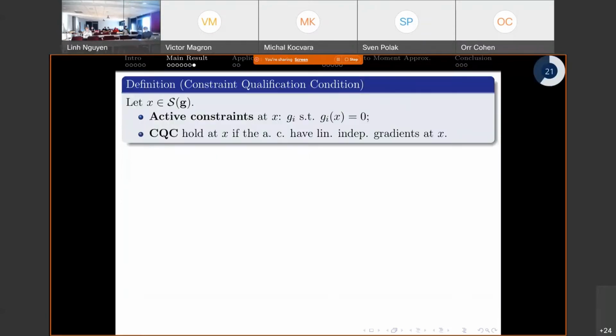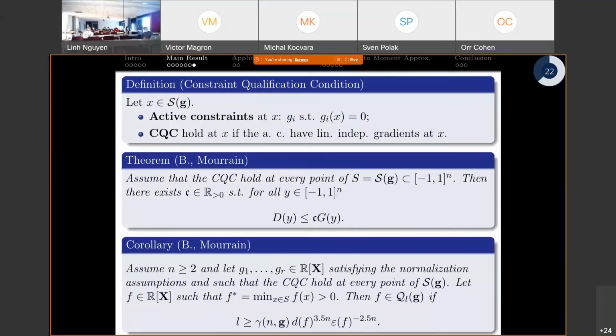So we need this definition coming from optimization, the constraint qualification condition. So if we have a point x in this image of x set, the active constraints at x are the gi such that gi of x is equal to 0. And the constraint qualification condition holds at x if the active constraints have linearly independent gradients.